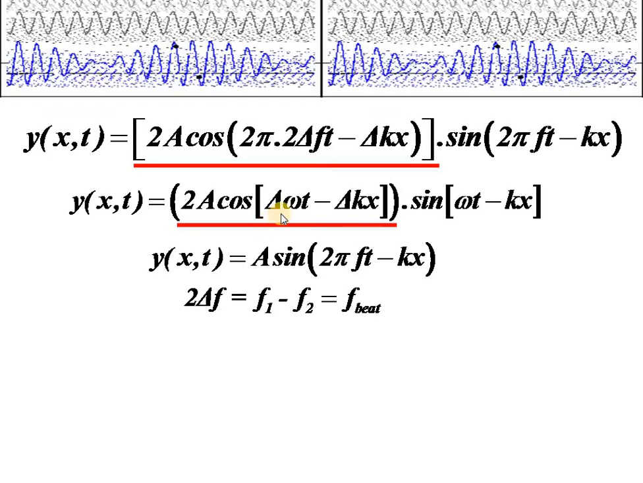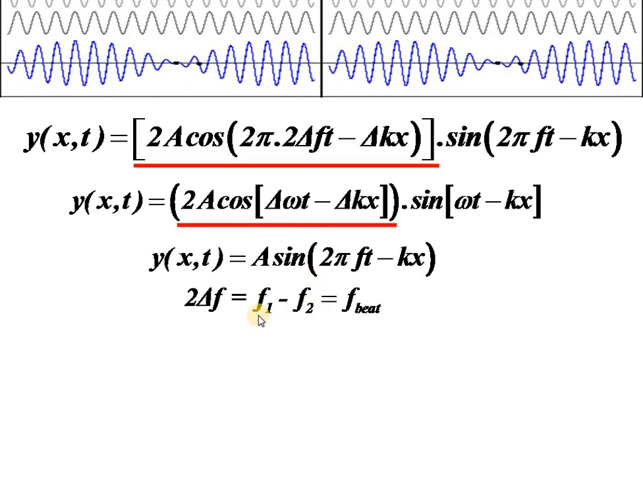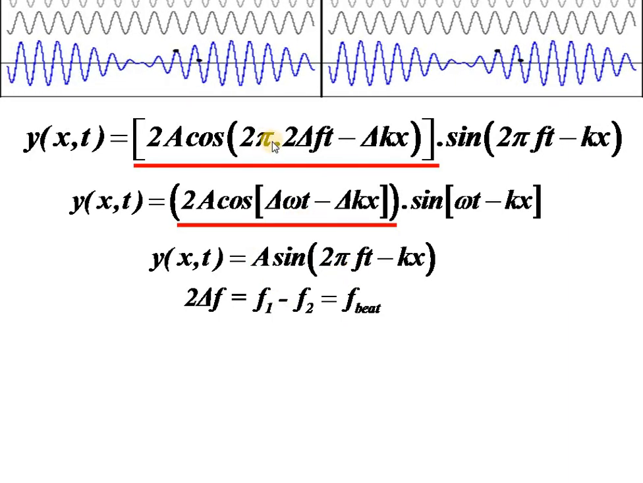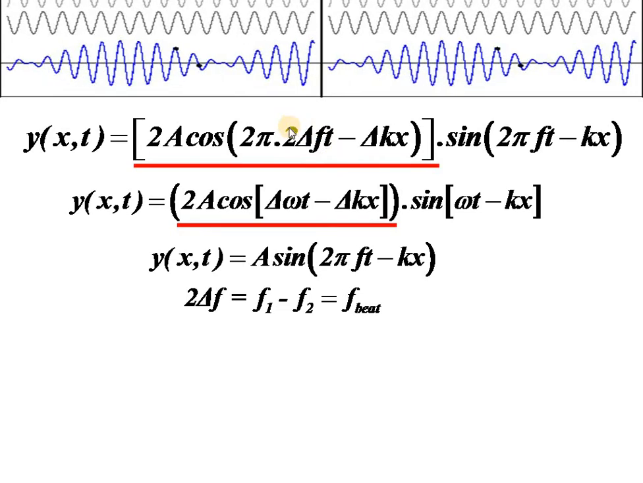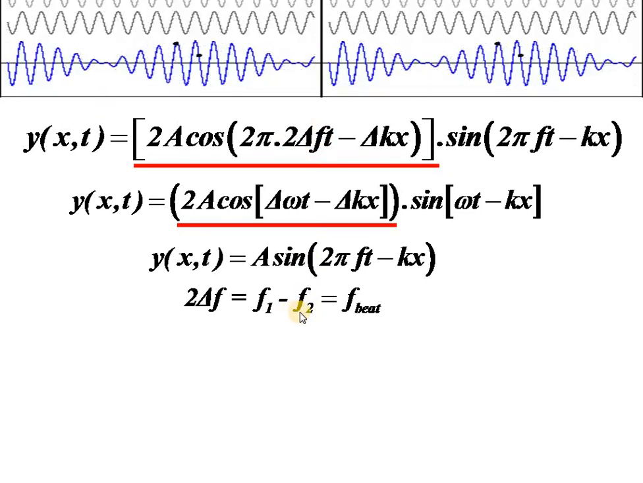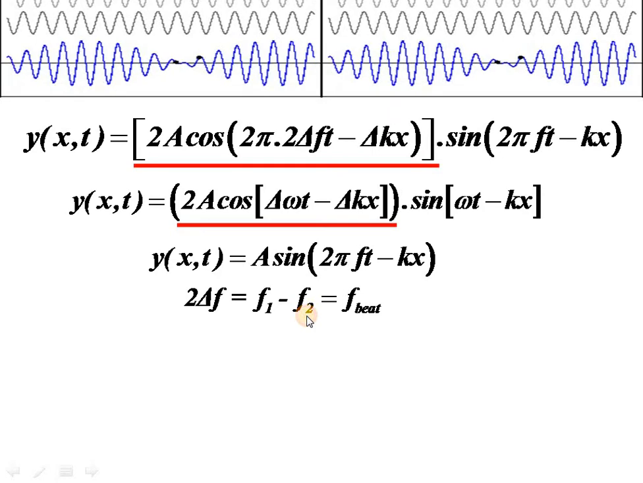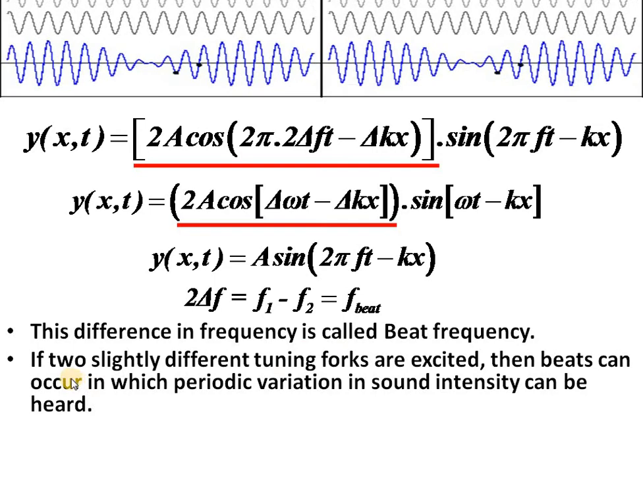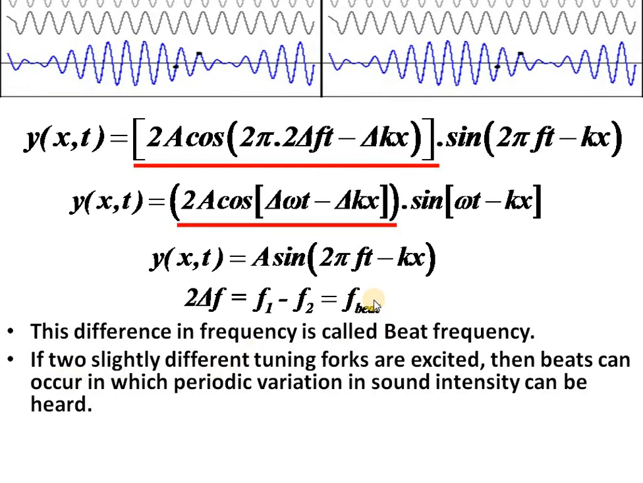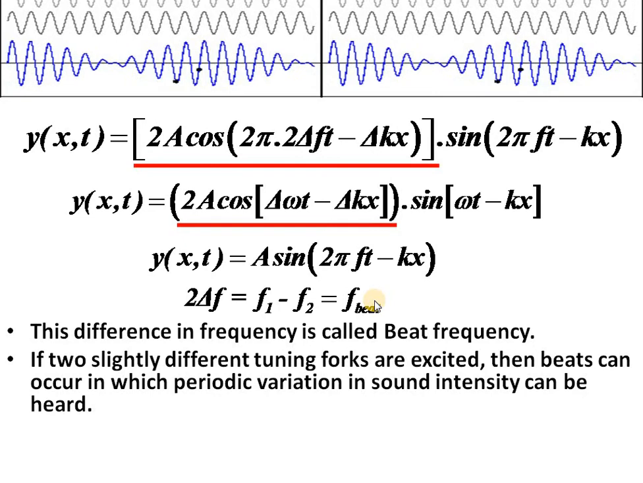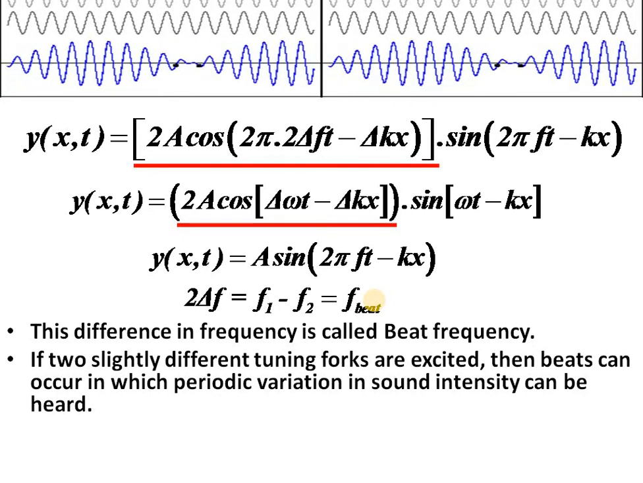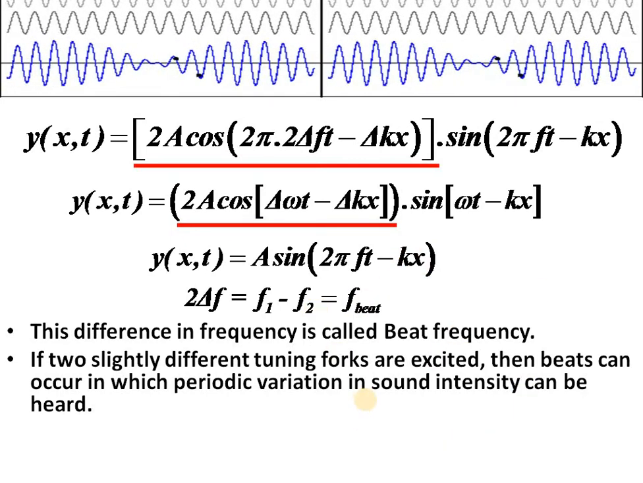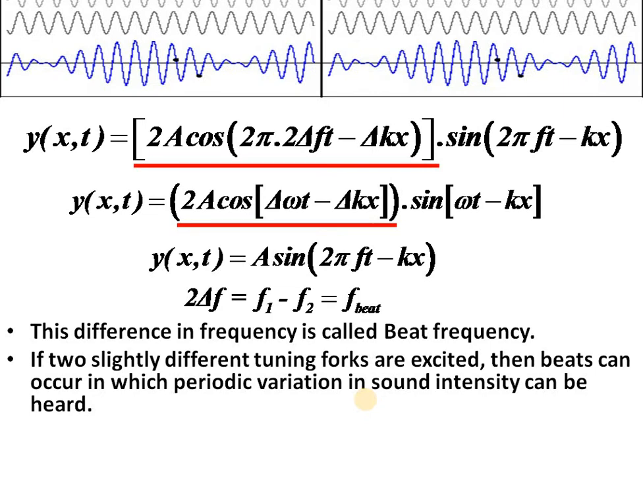So you can see from this equation the beat frequency is given by f1 minus f2. Here 2 delta f is the frequency difference, that is f1 minus f2. This difference in frequency is called the beat frequency. So what is actually that? That is the number of times the antinodes occur per unit time. Understand? Beat frequency is the frequency with which antinodes occur in unit time.